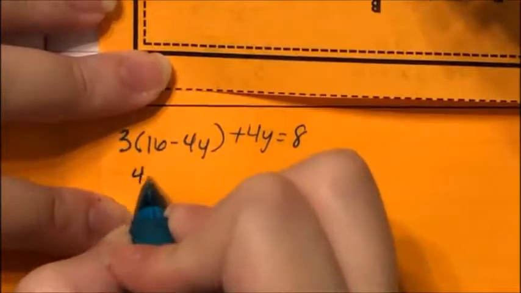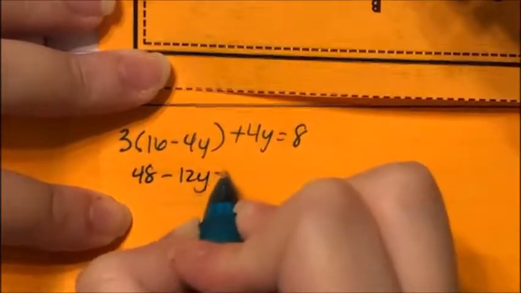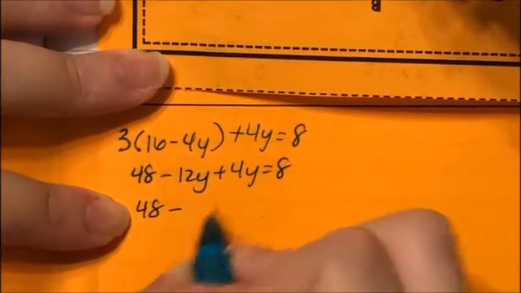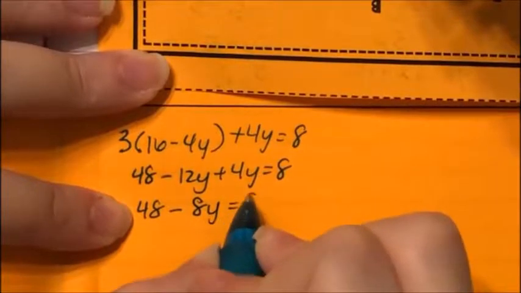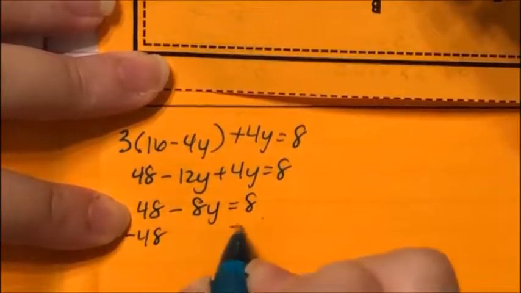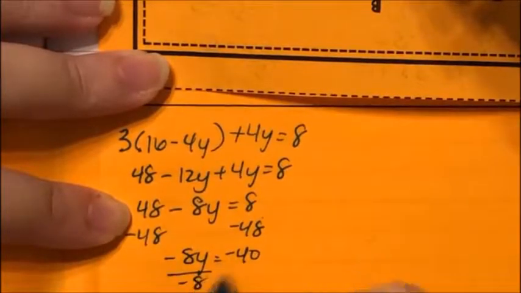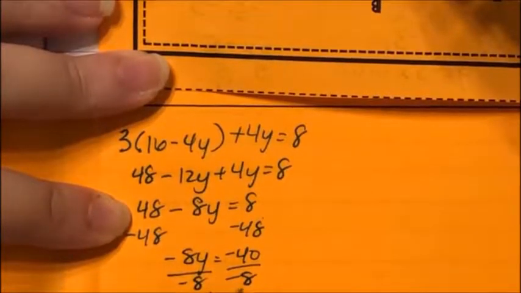16 times 3 is 48 minus 12y plus 4y equals 8. So negative 12y plus 4y is negative 8y equals 8. Subtract 48. Negative 8y is negative 40. Divide by negative 8, y equals 5.